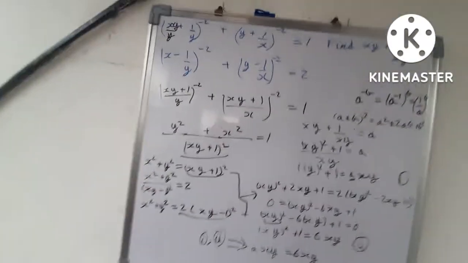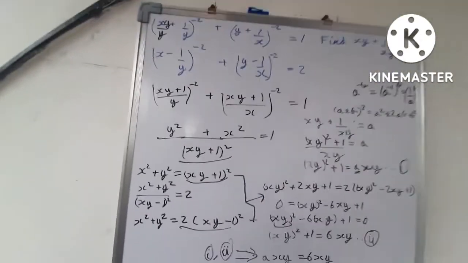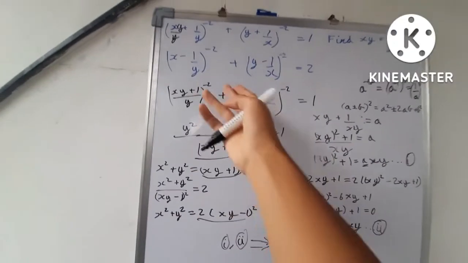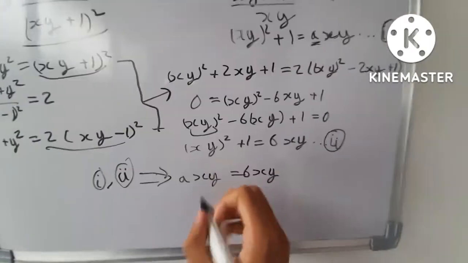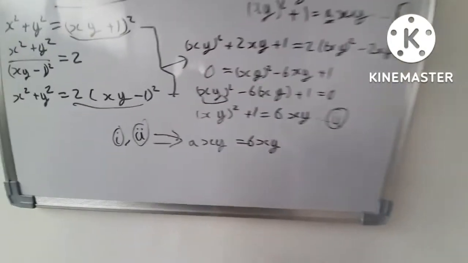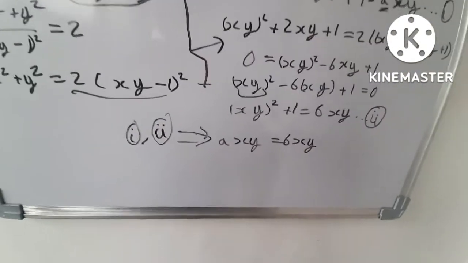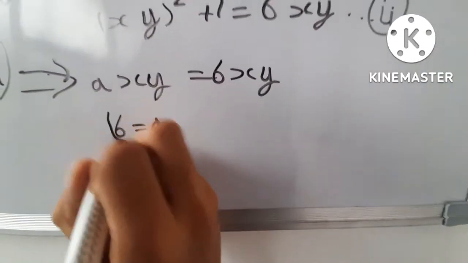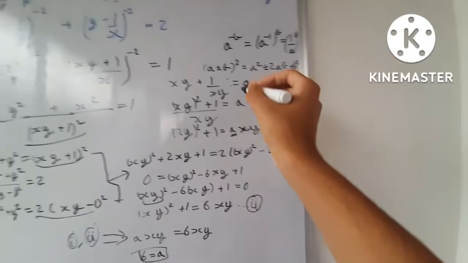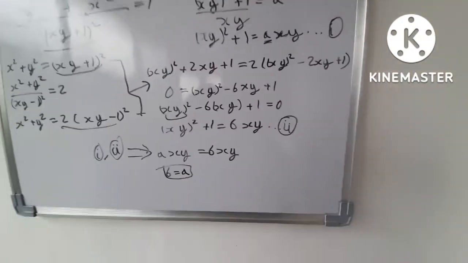Comparing equation 1 and 2, I'll just write this. 1 and 2 together imply that axy equals 6xy. Now the question itself has it built in that x and y cannot be 0, so we can just cancel out x and y, which is a really terrible approach, but it works out here. So 6 is equal to a, and a was exactly what we wanted to find by definition.